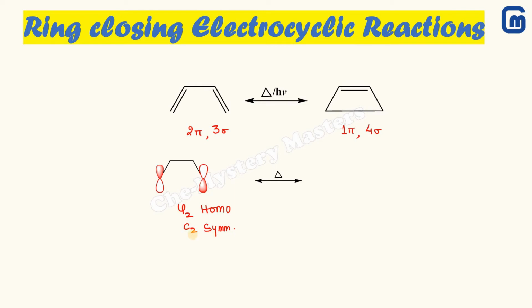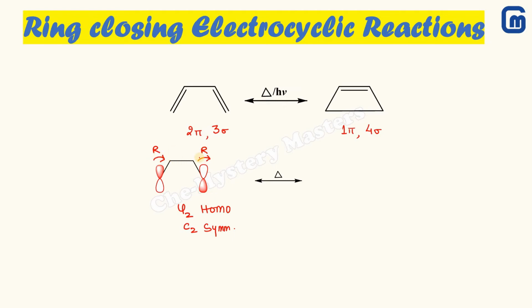We already discussed in our earlier video, the link is given in the description, that whenever there is C2 symmetry in the molecule, it will always undergo conrotation. So what will happen here? This particular orbital will move on this side and this on this side, or you can say the same type of rotation, or rotation in the same direction, will be there.